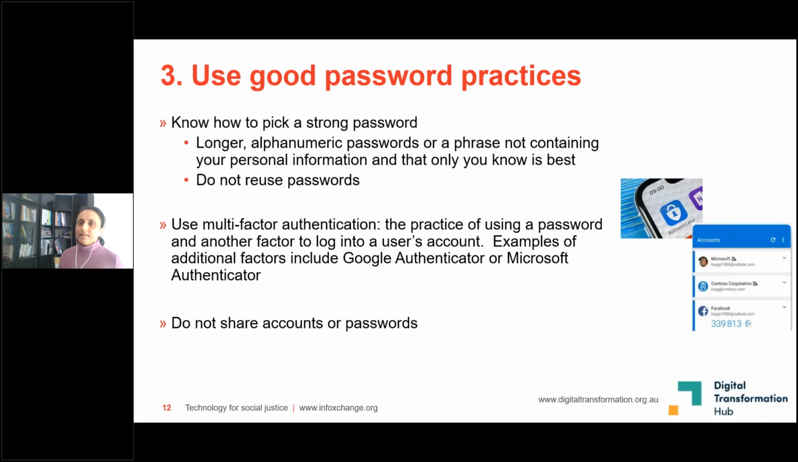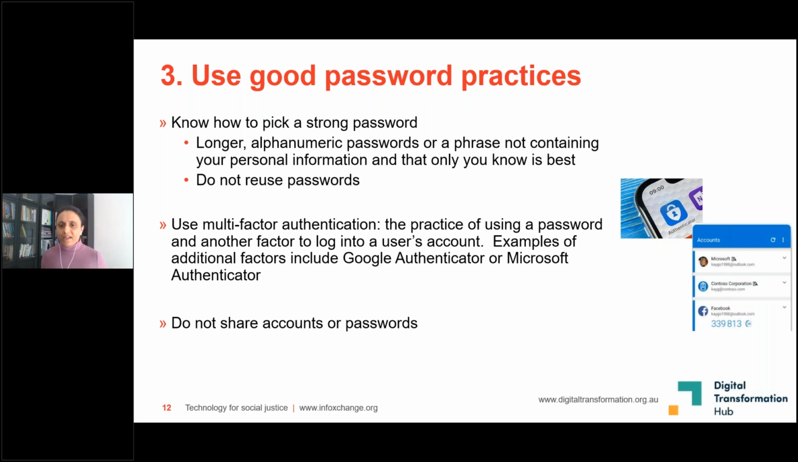The third point is on using good password practices. Now, a good password may be based on a phrase that you know. You could compose a password by picking out the first letter of each word, capitalizing some and adding in some digits. And it's important to keep your personal information and details out of the password.